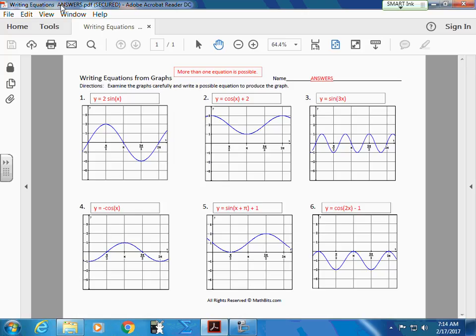A reflection, number 4 has a reflection. This tells me my cosine normally starts like this. If I flipped it down instead of going up here, going like this, here's the reflection in my curve. Multiply everybody by a -1. And it forces it to go down.